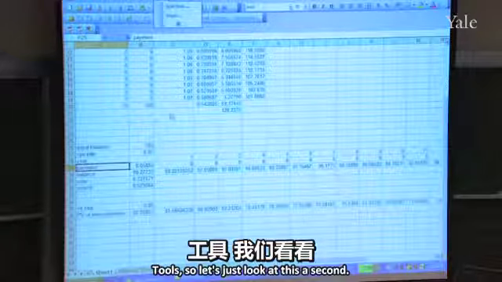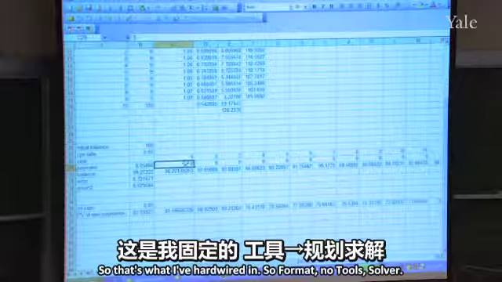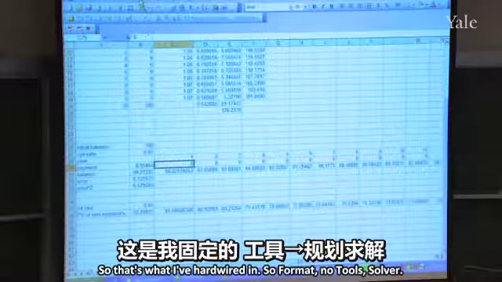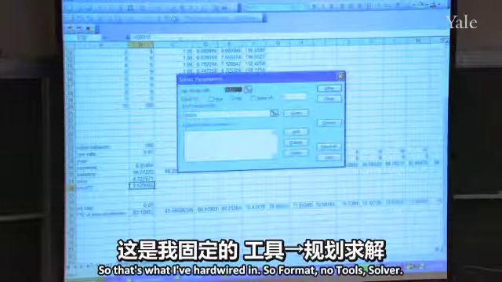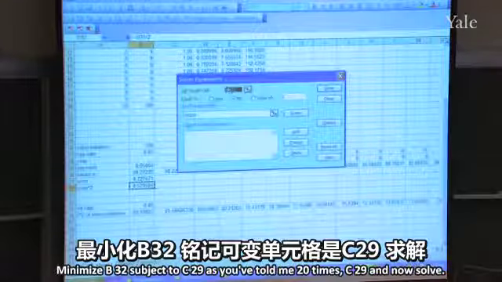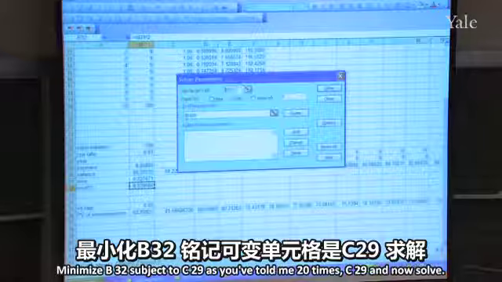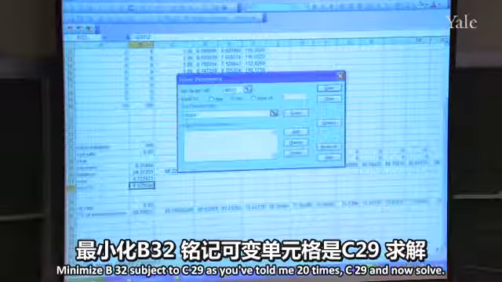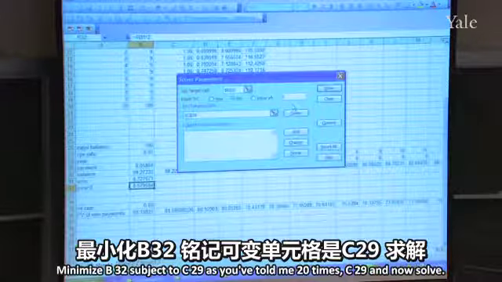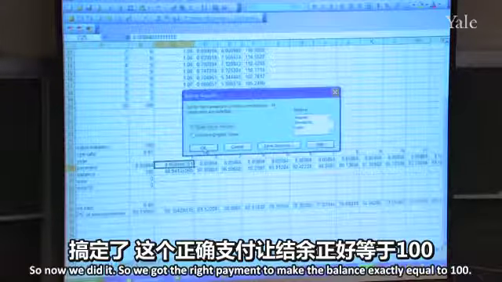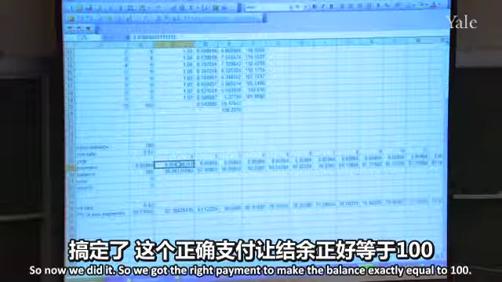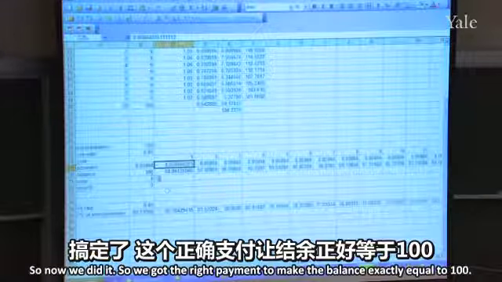Let's just look at this a second. So that's what I've hardwired in. So format, nope, tools, solver, minimize B32, subject to C29, as you've told me 20 times, C29, and now solve. Okay, so now we did it. We got the right payment to make the balance exactly equal to 100.